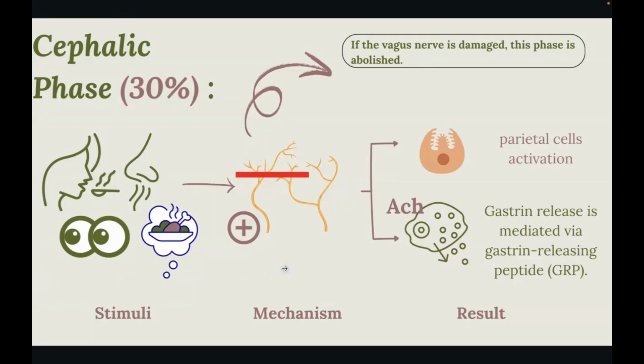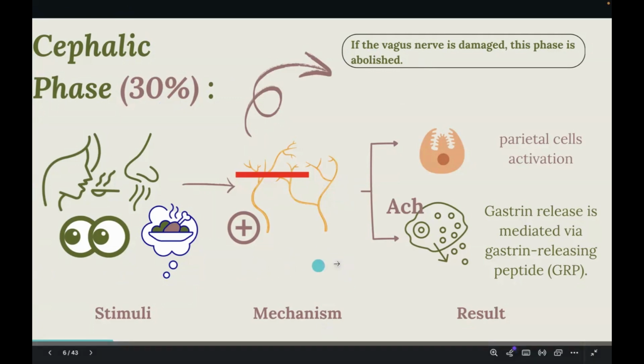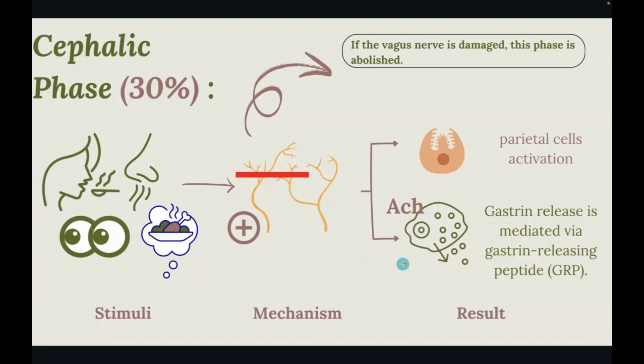Because as we said, this vagus nerve is a very important bridge between the brain, the higher centers, as well as the stomach. So this is not going to work. We also said that this vagus nerve releases acetylcholine, right? And acetylcholine goes and helps in the release of gastrin.